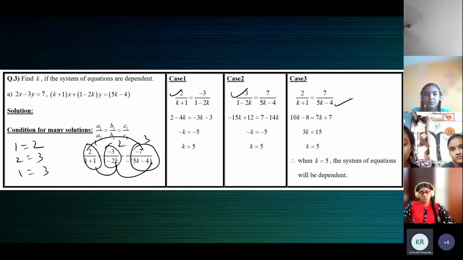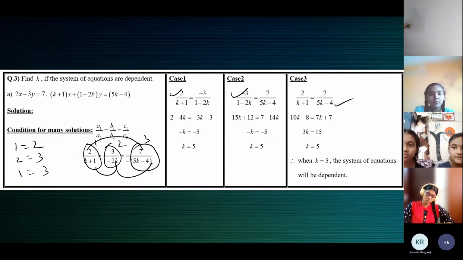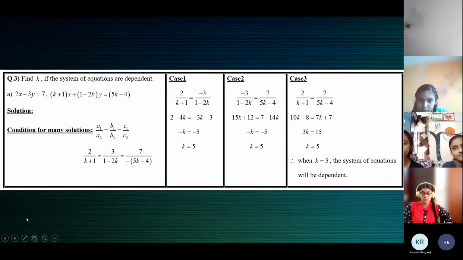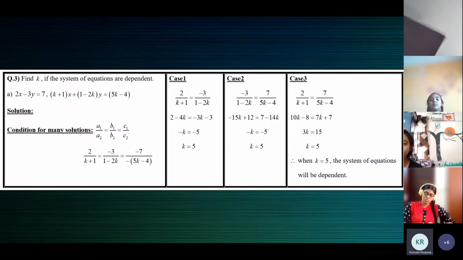In all the cases, you should get the same value of k. Then only you can go. So working 2 cases is sufficient. You can work a maximum of 3 cases. You have 3 ratios here, so you can do 3 cases. But you don't have to work all the 3. Any 2 will do. Any 2 is enough.